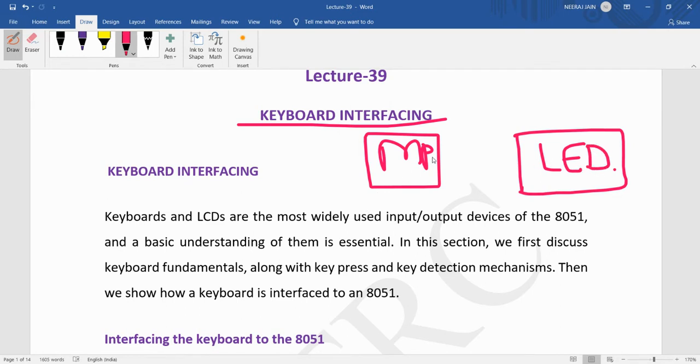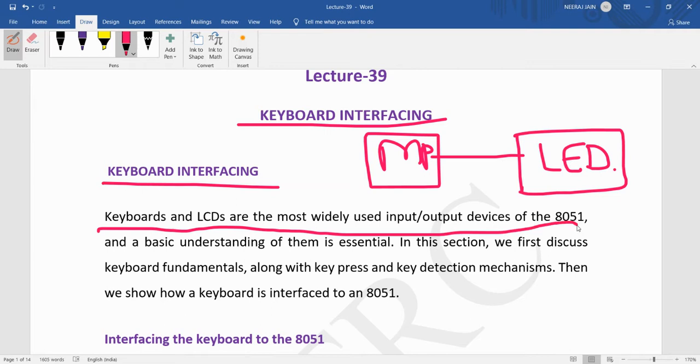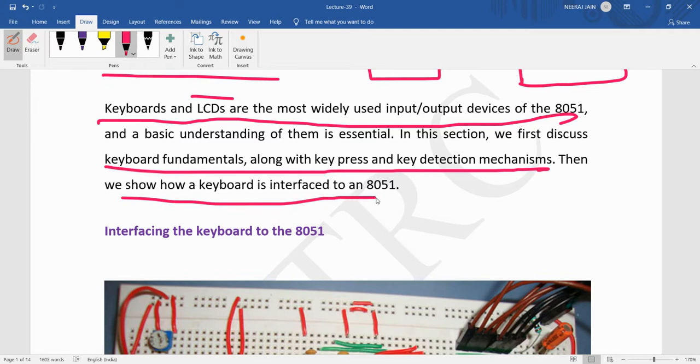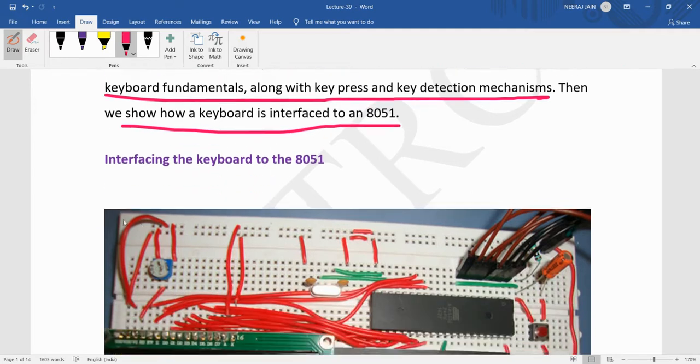In today's class, we will see keyboard interfacing, and how the keyboard is interfaced, because we know that it is an input device with the 8051 microcontroller, and LCD is an output device that is also interfaced easily. First, we discuss the keyboard fundamentals along with the key press and key detection mechanism. Then we show how a keyboard is interfaced to an 8051.